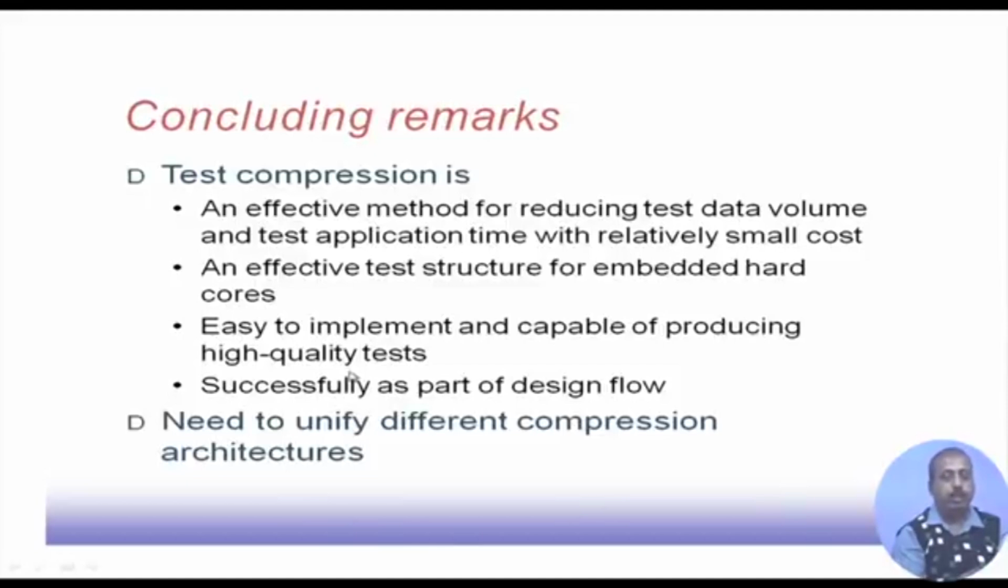We have seen that zero aliasing space compactors are available. For time compaction, these LFSRs show a very low aliasing rate, so the faults will not get aliased. That way we can have a very good scheme when test compression is put into operation. Of course, we need to unify different compression architectures. We have seen only OPMISR plus, but there are other architectures as well, and as a result standardization is a question. Which one can be a standard architecture has to be decided.